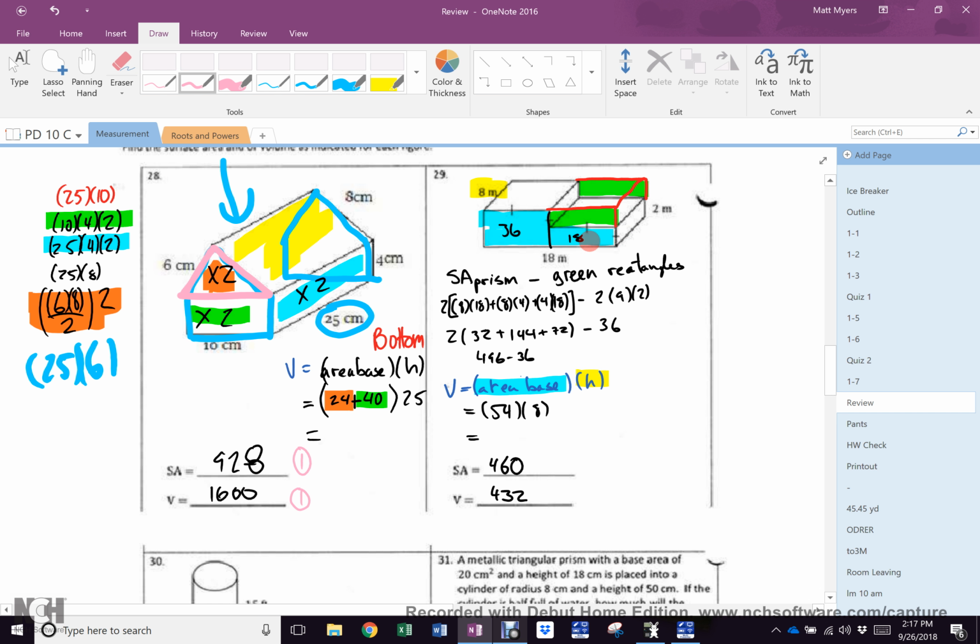Somebody else said, could I find this volume and add this volume? Yes. And that will also get you 432. The problem with both of those plans is if this wasn't precisely 1/4 of this, if I drew it slightly differently, on another question, Brandon might say, oh yeah, I can do that divide by 4 thing, and it wouldn't work. Right? So just be careful.